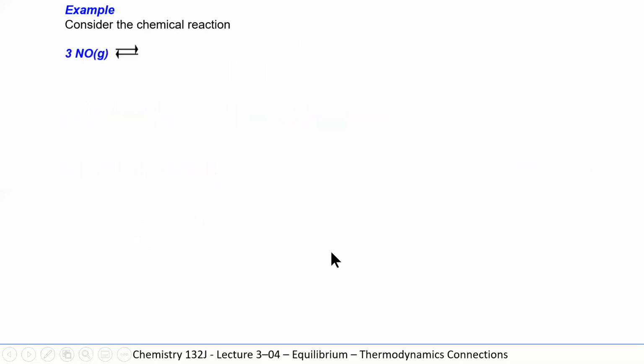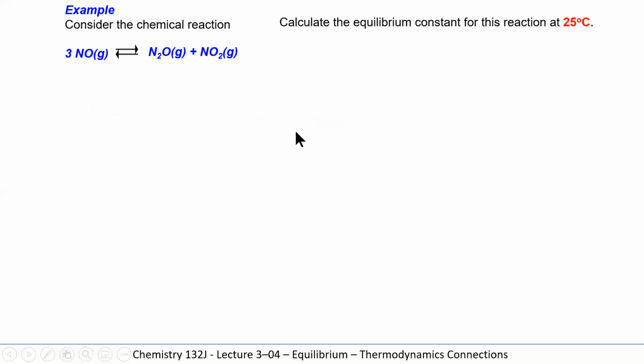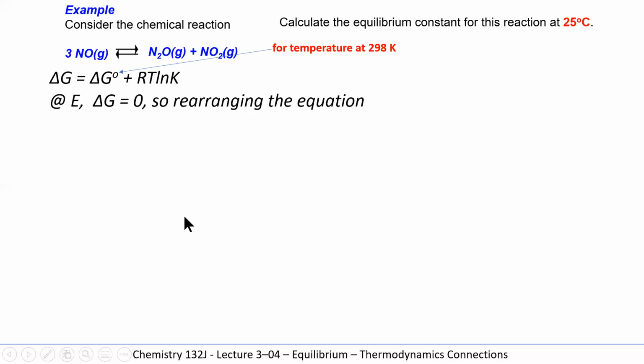So now we're going to consider another chemical reaction. We're going to take NO and put it in equilibrium with N2O and NO2. And we're going to calculate the equilibrium constant for this reaction at 25 degrees Celsius. So note that if we use the equation we've derived, delta G equals delta G under standard conditions plus RT ln K. This delta G is at 298 K, which is 25 degrees Celsius. So at equilibrium, remember, delta G is equal to 0.